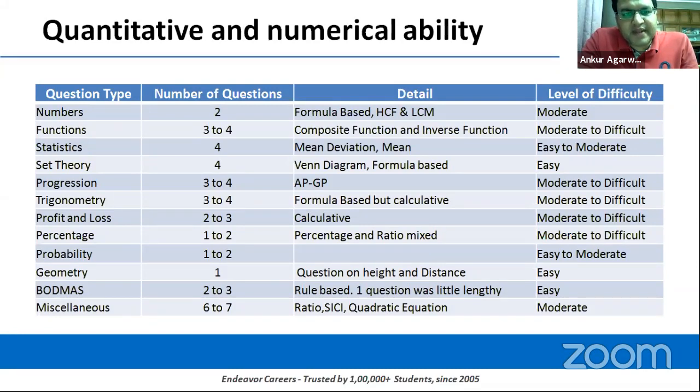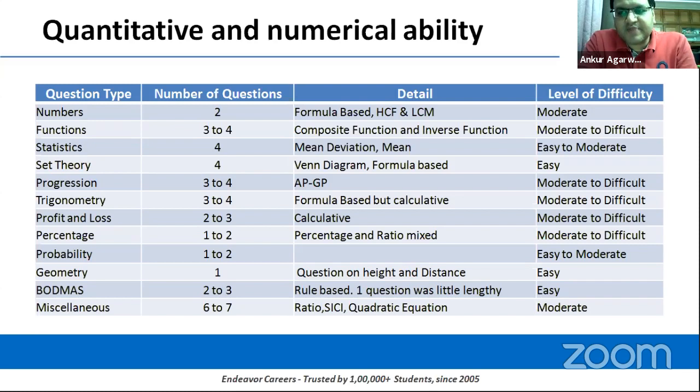So you can expect a similar distribution of topics in tomorrow's paper, and the difficulty level may also be similar. So if that is the case, which are the topics that students can target? Students can target questions based on the topics of statistics, set theory, probability, geometry, boards and mass, right? So these are the topics which you can target for tomorrow's paper, in case the paper appears to be very similar to day one and day two, right?